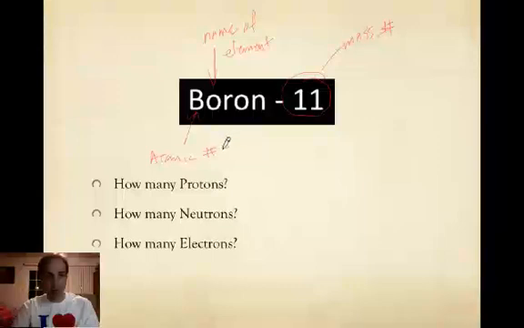So you should still be able to do this. You'll have your periodic table in class. You can look up boron, find the atomic number. Since it's 5, that means we have 5 protons. In terms of neutrons, we take our mass number, 11, we subtract our 5, and that's going to give us 6 neutrons. Since the boron is neutral, that means that the positive protons must equal the number of electrons, so that would be 5.